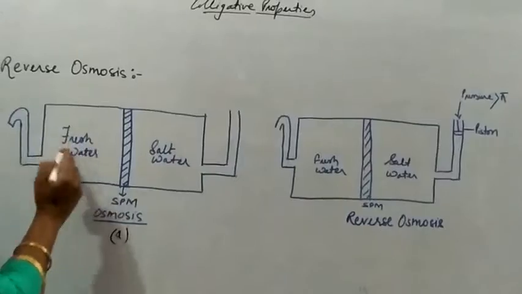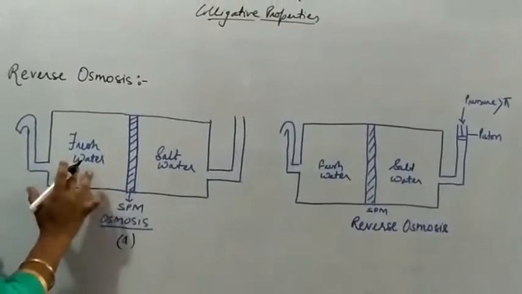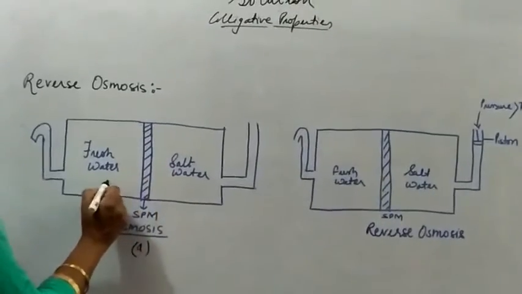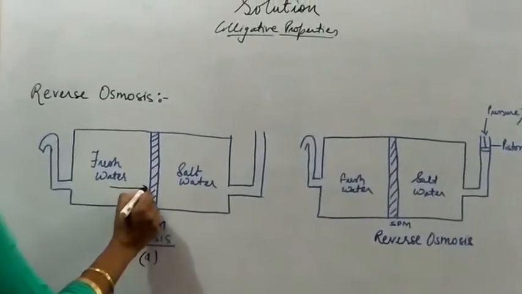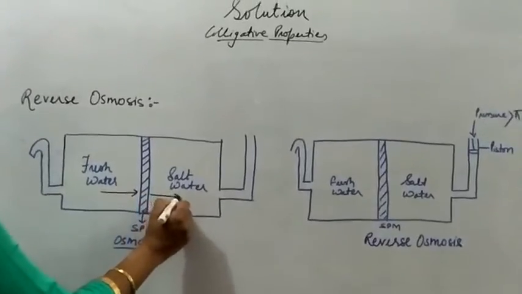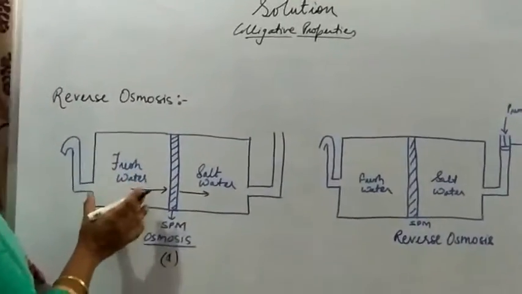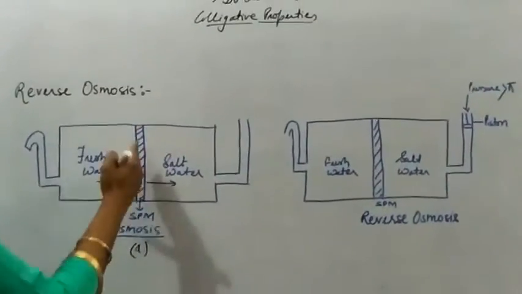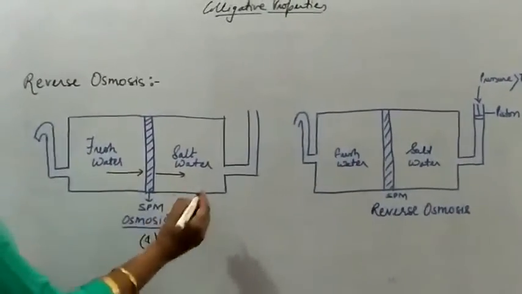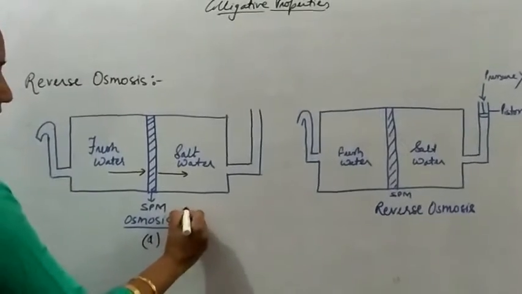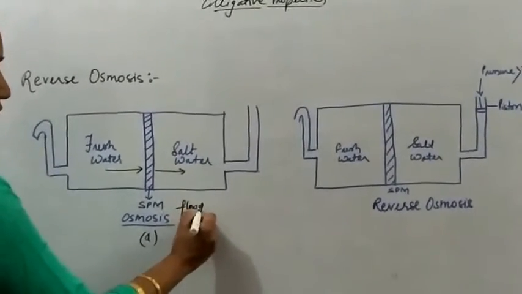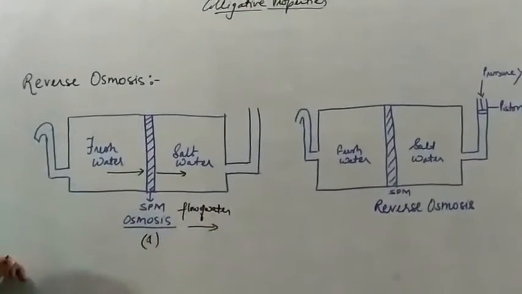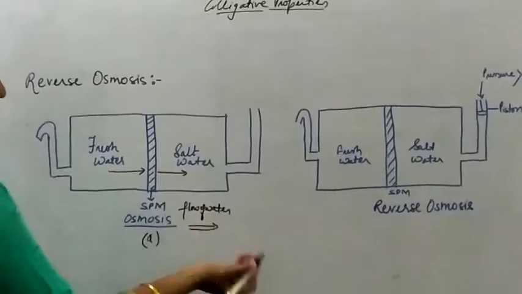Here, in one compartment we have fresh water, and in another compartment we have salt water, separated by the SPM. There will be a flow of the solvent from the fresh water compartment to the salt water, that is, to the solution side, through the SPM. The osmosis is taking place, and the flow of water is in this direction toward the solution side. So what will happen?